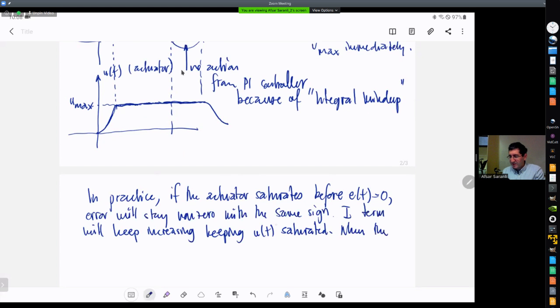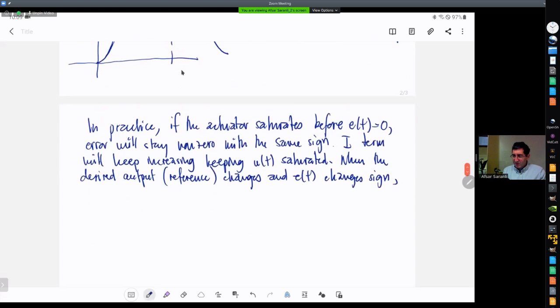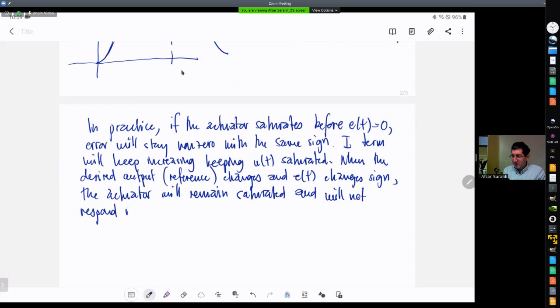When the desired output or the reference changes and E of t changes sign, the actuator will remain saturated and therefore will not respond immediately, before the I term falls below a certain value.